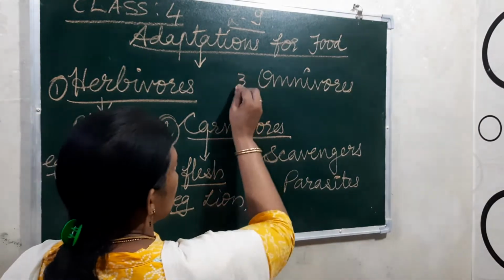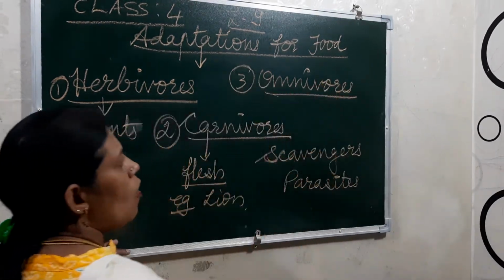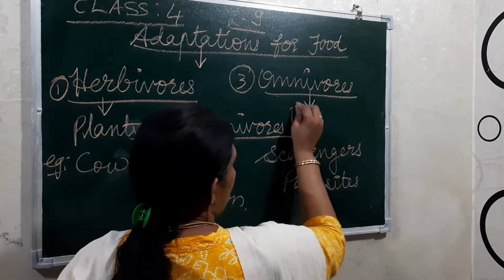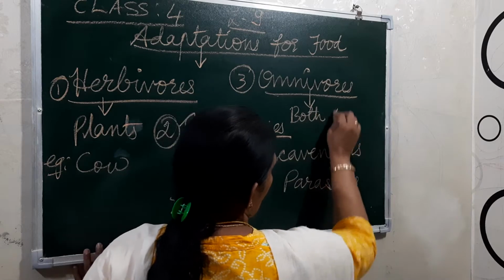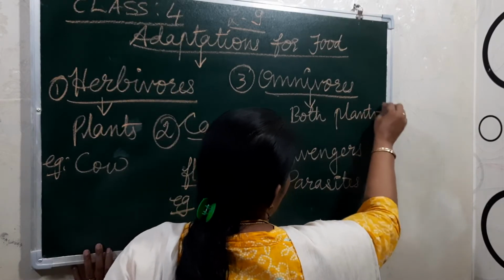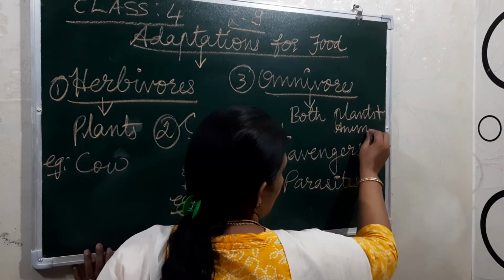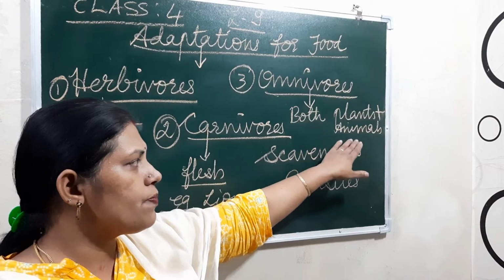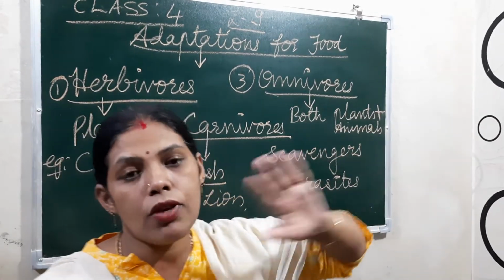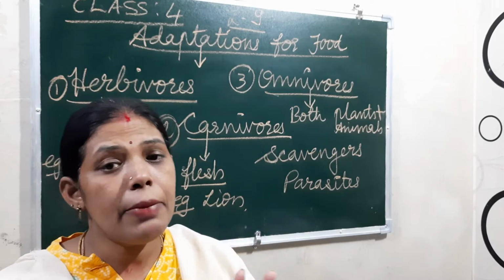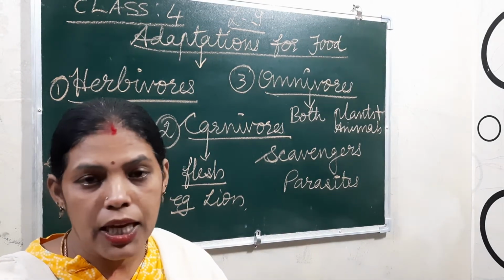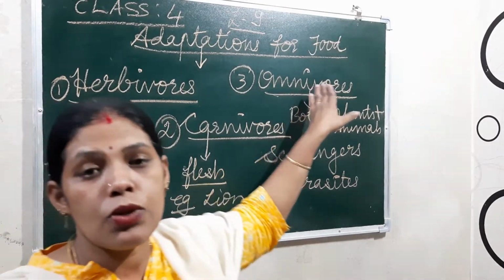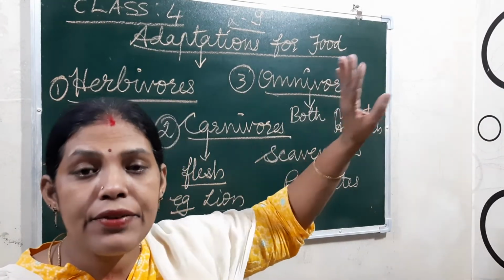Now the third one is omnivores. Omnivores eat both plants and animals, both plants as well as the flesh of animals. For example, the best example is crow. Crows move here and there and eat everything, so they come under omnivores. Even bear, then cat, dog.